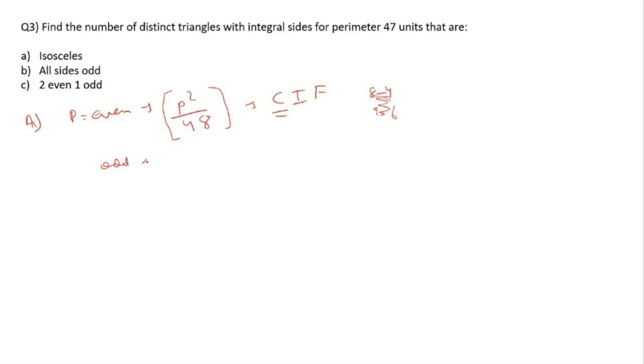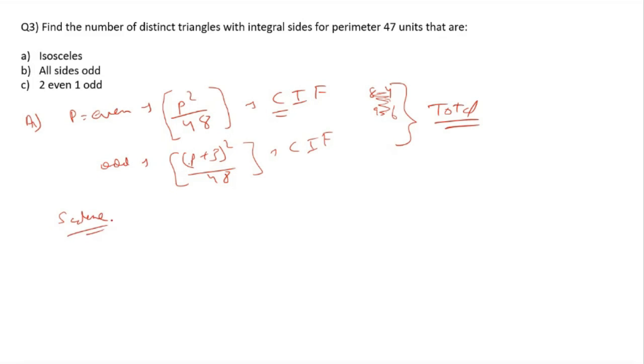If P is odd, and this is the total number of triangles, it will be P plus 3 whole square over 48. This is again the closest integer. All these formulas use the closest integer function. P plus 3 whole square over 48. This is the total number of triangles, right? If you want to find, out of these total, how many will be scalene triangles, like with all different sides.